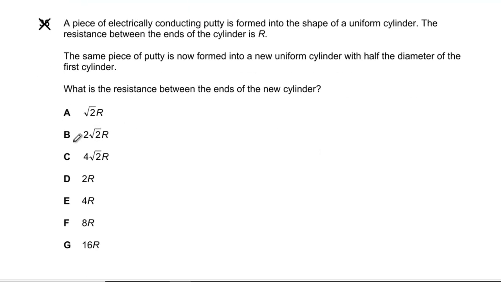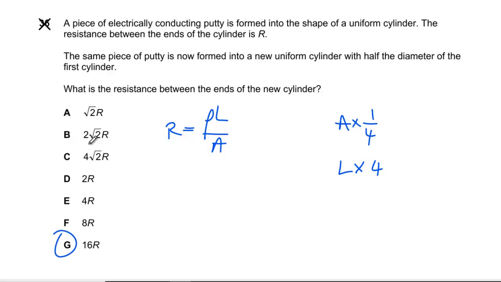A piece of electrically conducting putty is formed into the shape of a uniform cylinder. The resistance between the ends of the cylinder is R. The same piece of putty is now formed into a new uniform cylinder, half the diameter of the first cylinder. What is the resistance between the ends of the new cylinder? Right, so our resistance is the resistivity times the length over the area. So we've halved the diameter, so the area is now 1/4 of what it was. But the volume is going to be the same, so that means the length must be times 4. So we've gone up by 16, which is G.